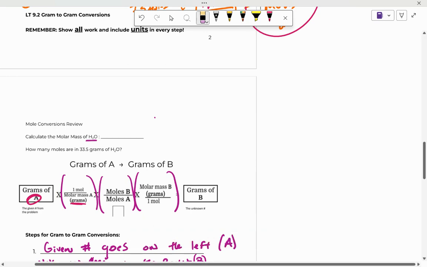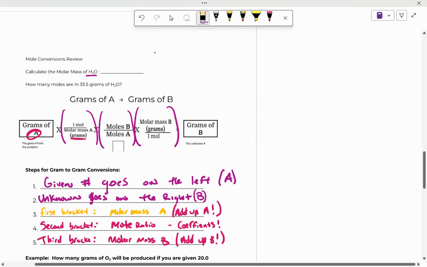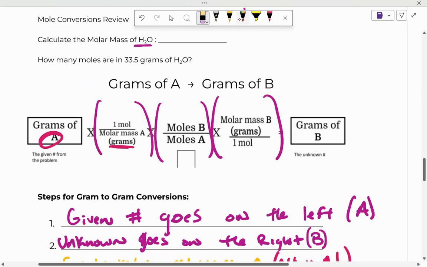So one thing that we need to talk about, though, is, we're at 9.2, how do I calculate the molar mass of something? What does that mean again? What does calculating the molar mass mean? I'm just going to add it up, right? I'm just going to add it up.